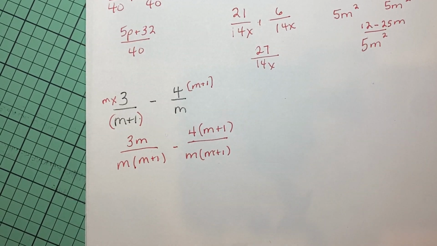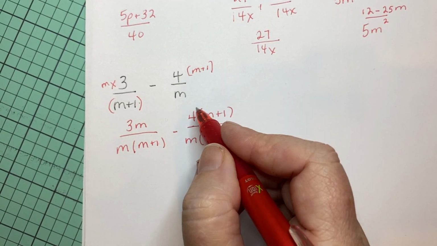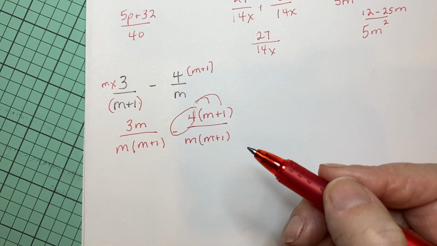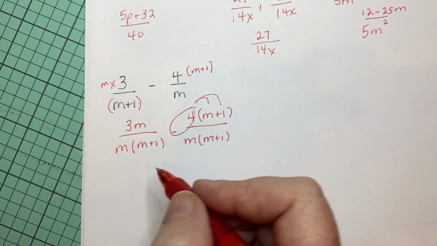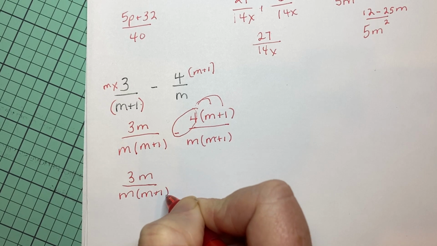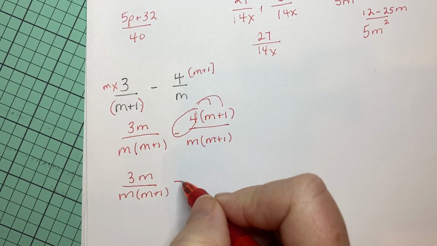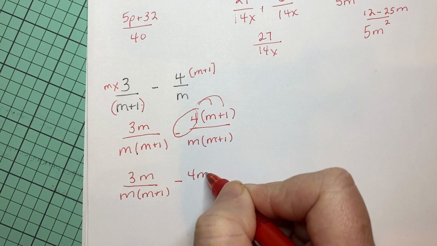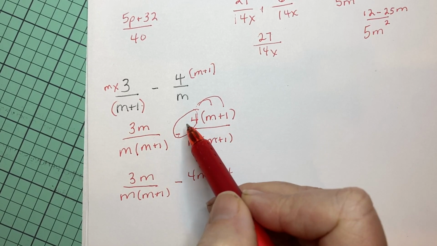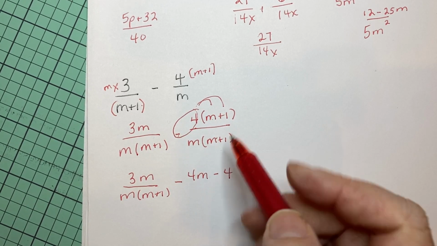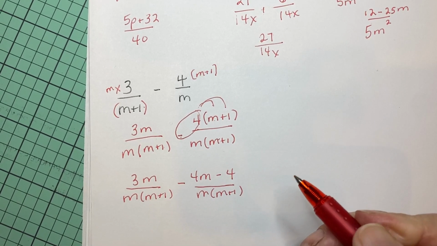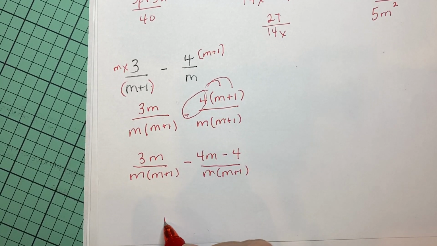Now what makes this a little bit of a problem is that now we need to distribute here. But be careful because this is a negative 4. So you've got to distribute a negative 4. You don't have to show this extra step, you could do this in your head, but I'm going to show it. This becomes a negative 4m minus 4 when you distribute. Negative 4 times m is negative 4m. Negative 4 times positive 1 is negative 4. And that's all over m times m plus 1. And now our common denominator comes down.